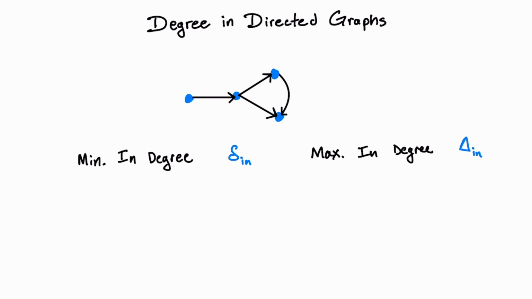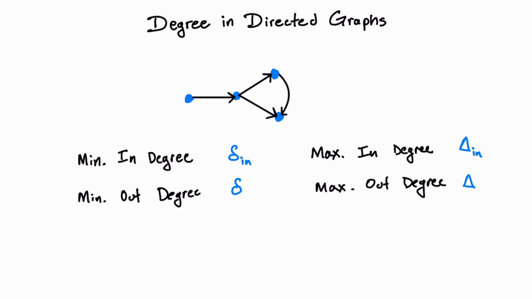In addition to minimum and maximum in degree, you can talk about minimum and maximum out degree. Again, mathematicians use the lowercase and uppercase Greek letter delta. In a lot of mathematical texts, you'll see a plus sign used as subscript to indicate that we're talking about out degree. As you might guess, I'm not a big fan of that. Let's just use the word out.